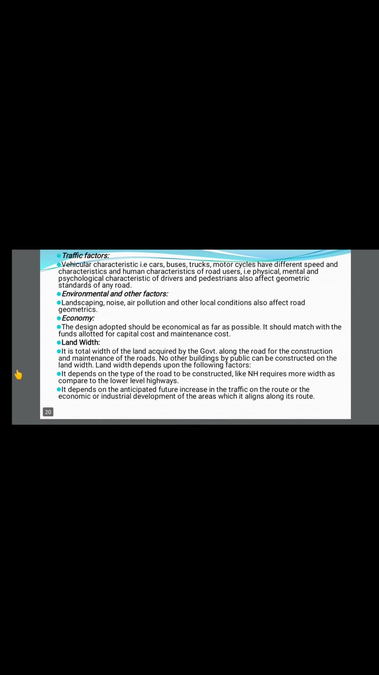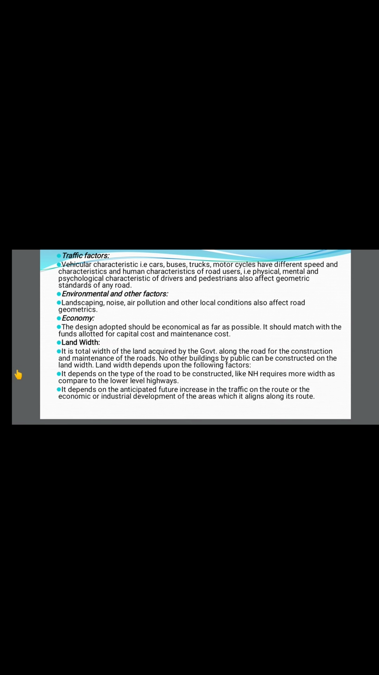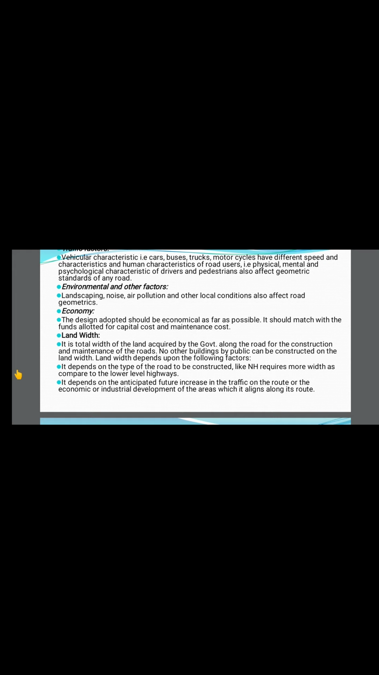Environmental and other factors. Environmental factors are landscaping, noise, air pollution, and other local conditions that also affect the road geometrics. Landscaping, in the case of hilly regions, there are chances of landscaping, and in some of the areas the noise, air pollution, other local conditions affect the road geometrics. Okay, so we'll continue with the next thing in the next class.